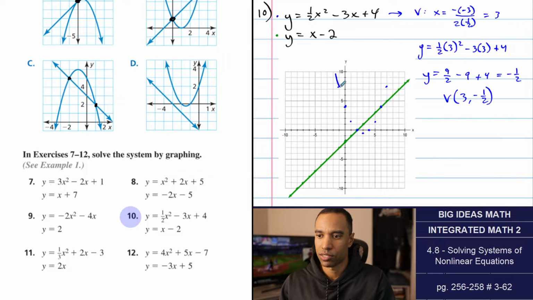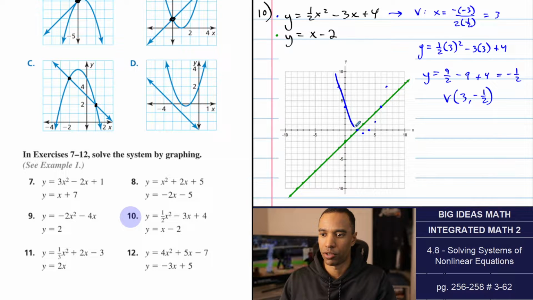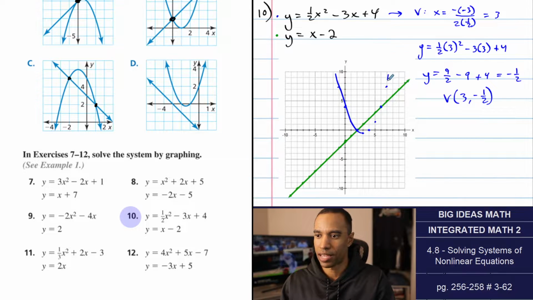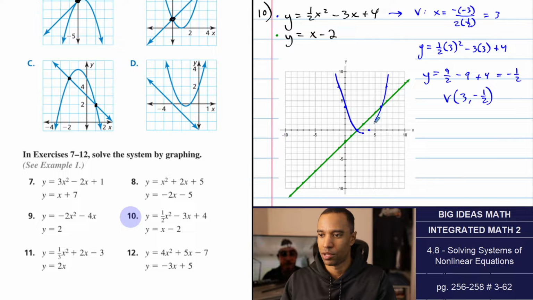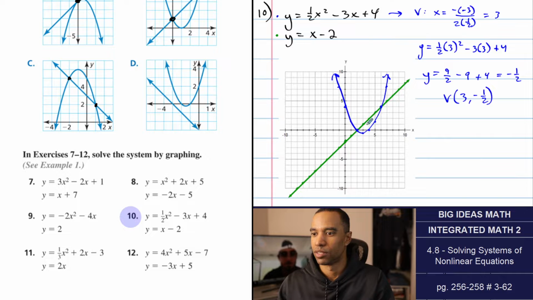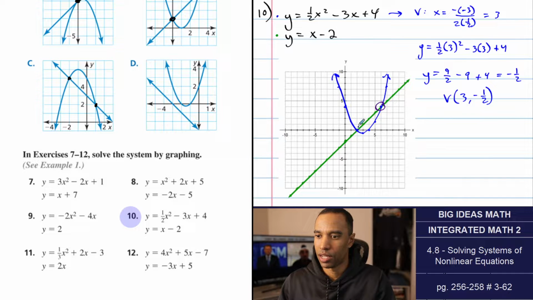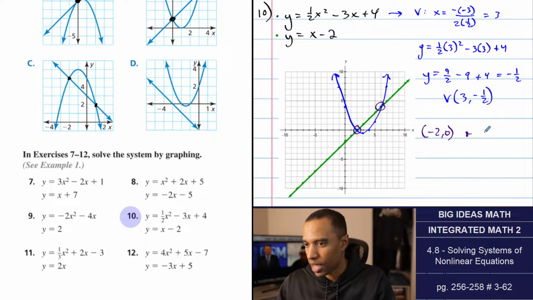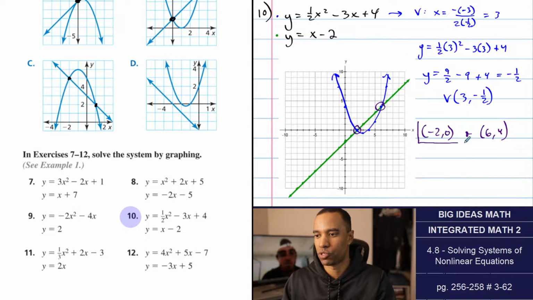And let's get that beautiful curve going. That looks kind of straight-esque. But I see where these intersect at those two places. Okay, here and here. So we intersect at negative 2, 0, and 6, 4. Negative 2, 0, and 6, 4.